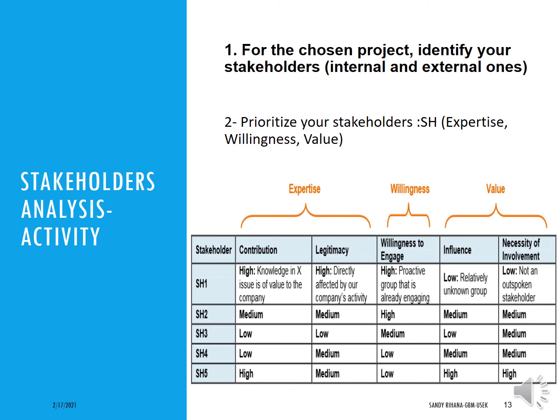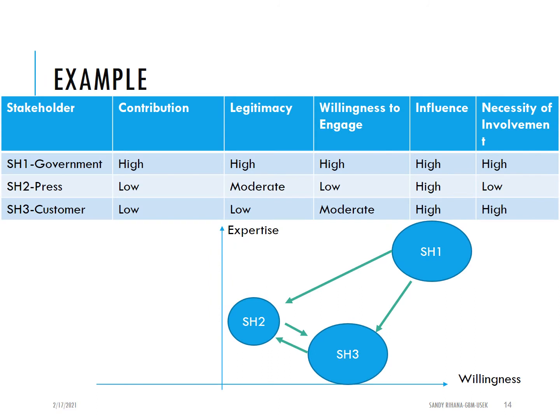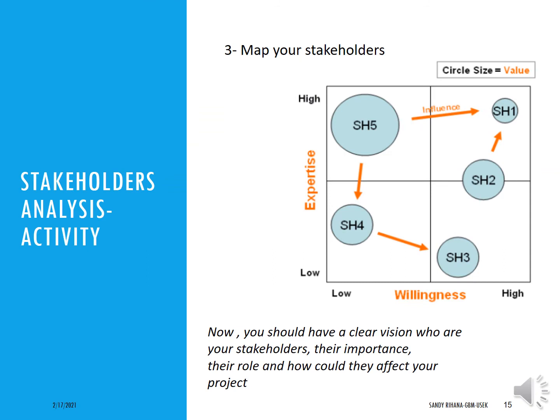So what you have to do is prioritize your stakeholders based on this table, their expertise, willingness, and value. Then you map these stakeholders in this chart, where the x-axis is willingness from low to high, and the y-axis is expertise from low to high. You put them in circles, and the circle size represents the value of the stakeholders: low, medium, or high.